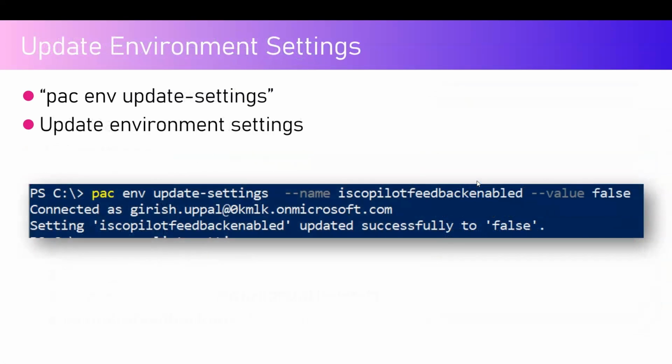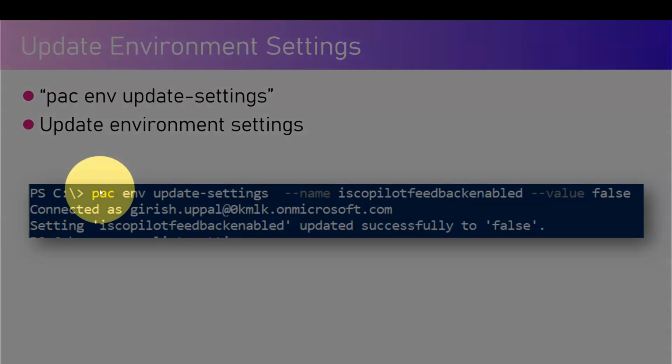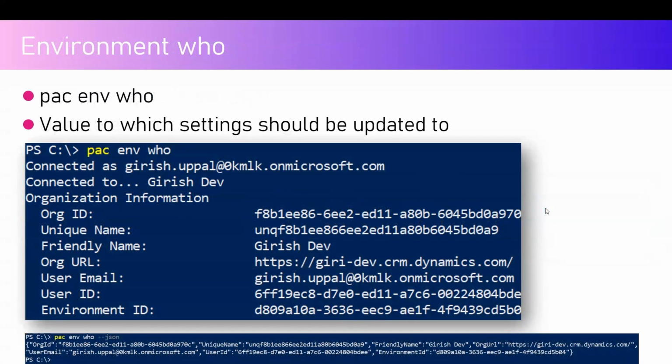Update environment setting. Compared to list-settings, which lists all 459 environment settings, with pac env update-settings you can update one setting. Here I'm updating the setting named Copilot feedback enabled. If the value is set to true, I will make that value false. So this command is pac env update-settings --name Copilot feedback enabled --value false, where value is what the setting should be updated to.